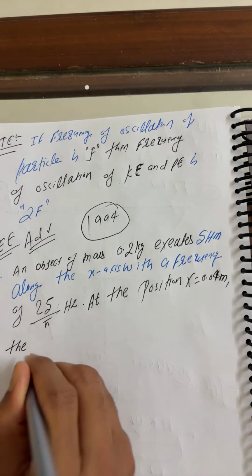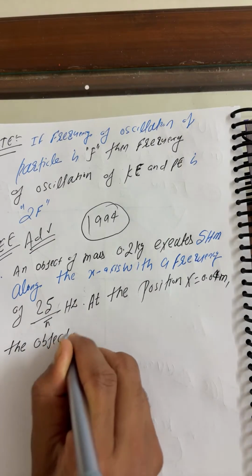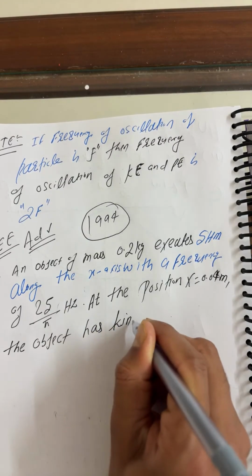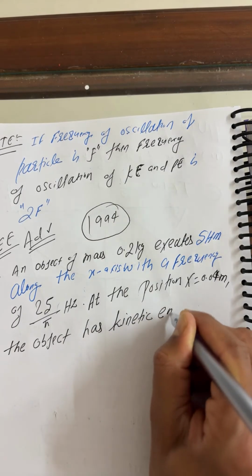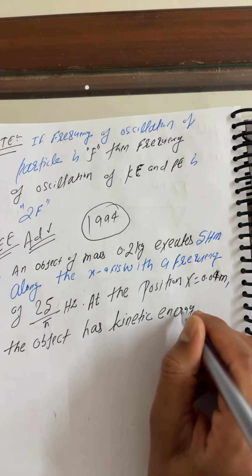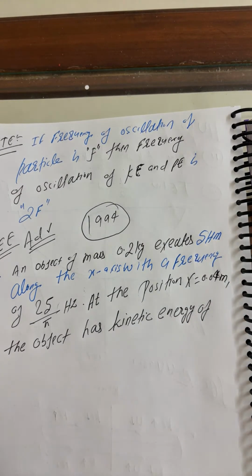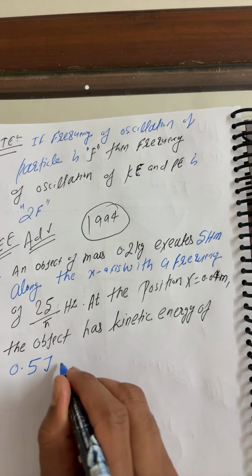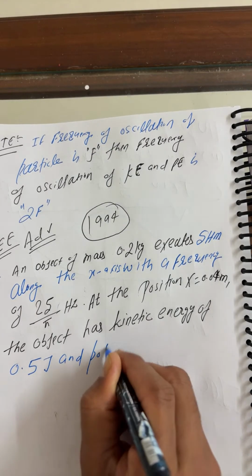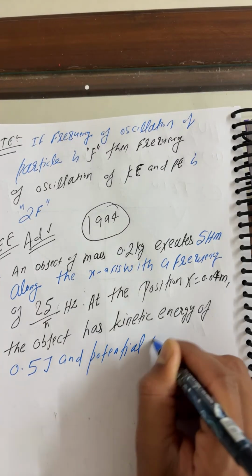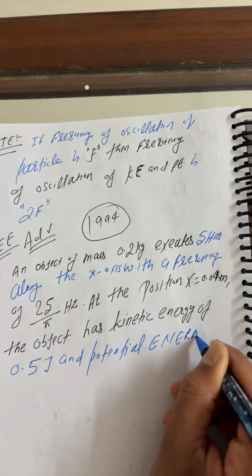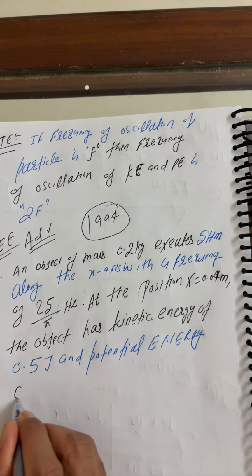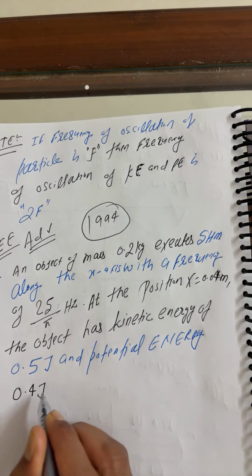the object has kinetic energy of 0.5 joule and potential energy of 0.4 joule.